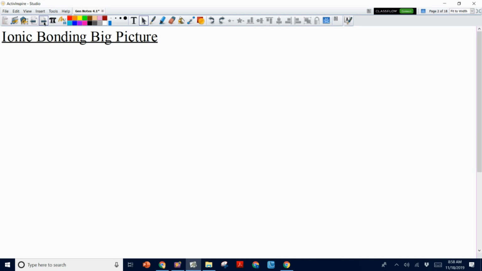So we are going to start with, for example, sodium. We're going to talk about valence electrons as well. If we look on our periodic table, we see that sodium is in group 1. That means that it has one valence electron, and we represent that with a single dot around sodium.